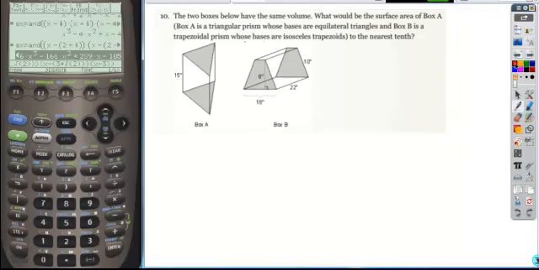All right, so you'll have to follow up here. I'm not going to project it to your screens. But in this particular problem, what you're told is that these two boxes have the same volume.